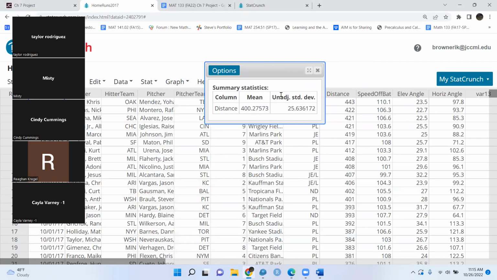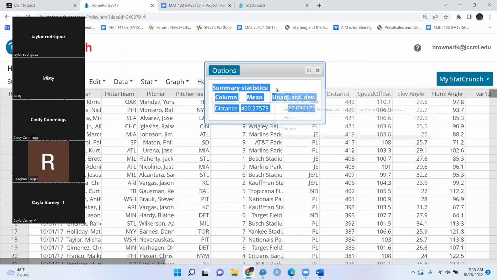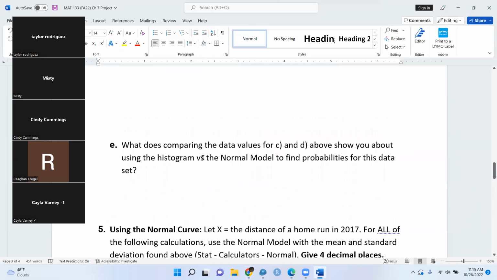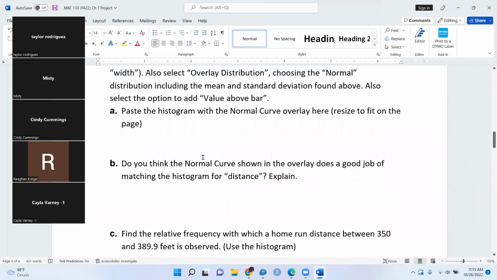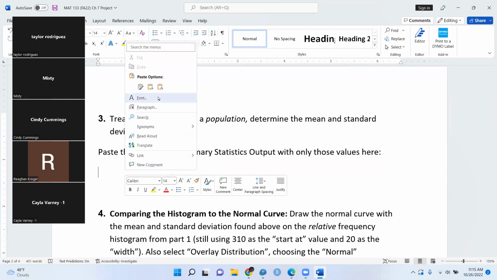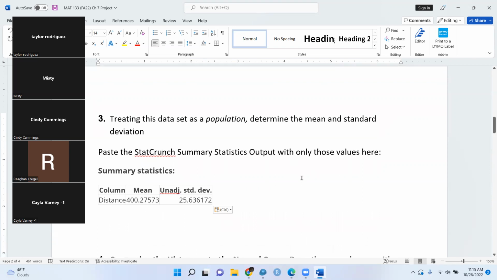So then to copy it, this one's the more challenging one. You have to select it all, so I'm left clicking and dragging. Or you can click in there and do Control A, and then right click and copy. And then that will dump that mean and standard deviation here, just like that.